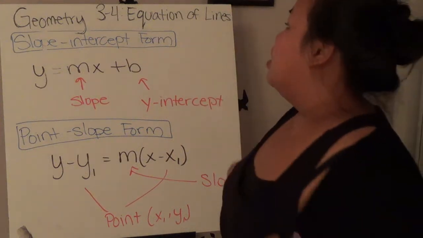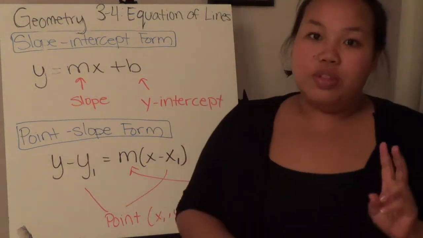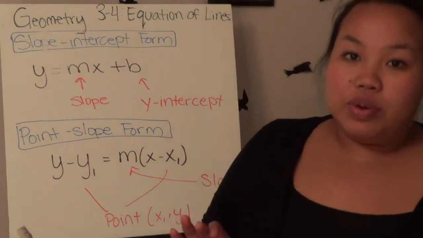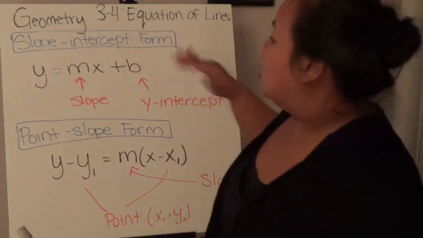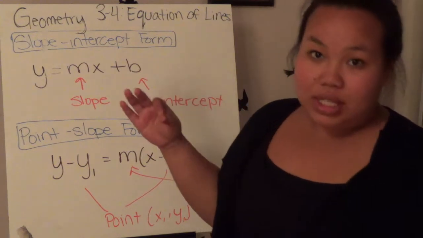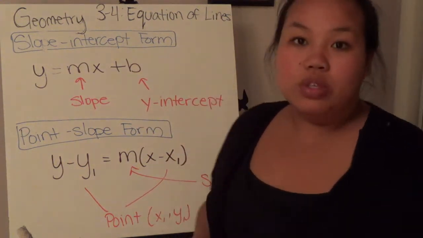Geometry 3-4, discuss equation of lines. So there's actually two basic types of equation of lines that we're going to be dealing with. It's the slope-intercept form, which is the basic equation of a line, and the point-slope form.